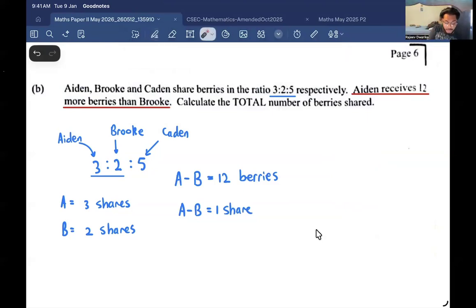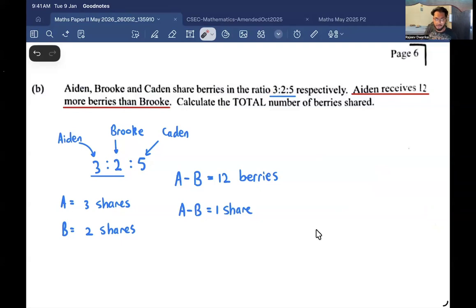So, Carla, when you read the question, they're saying Eden, Brooke, and Keaton are sharing berries in a ratio of 3 to 2 to 5. So the 3 represents 3 shares, 2 shares, and 5 shares, respectively. Who received 3 shares? Eden, right? Who received 2 shares? Brooke. And who received 5 shares? Keaton.